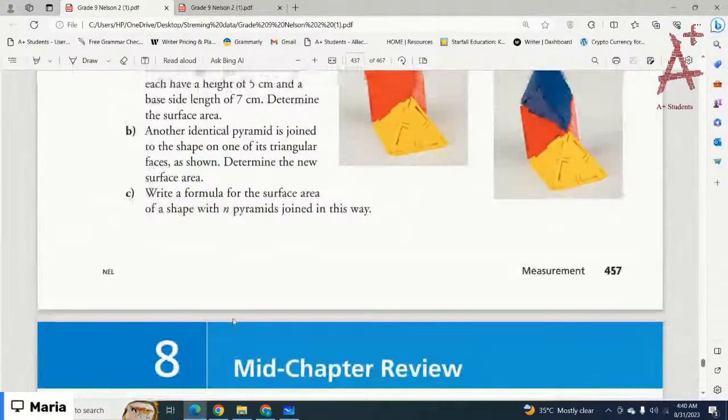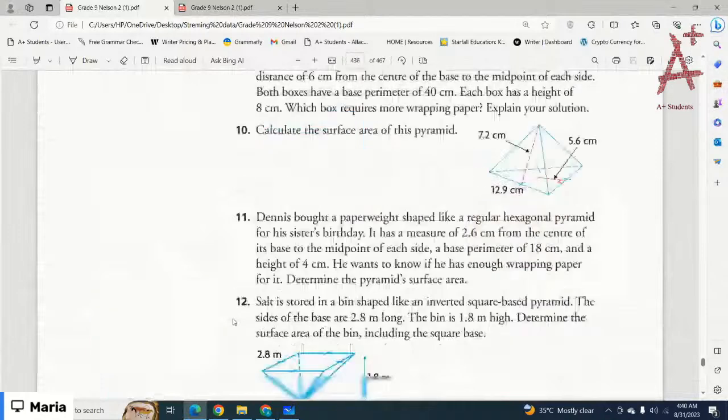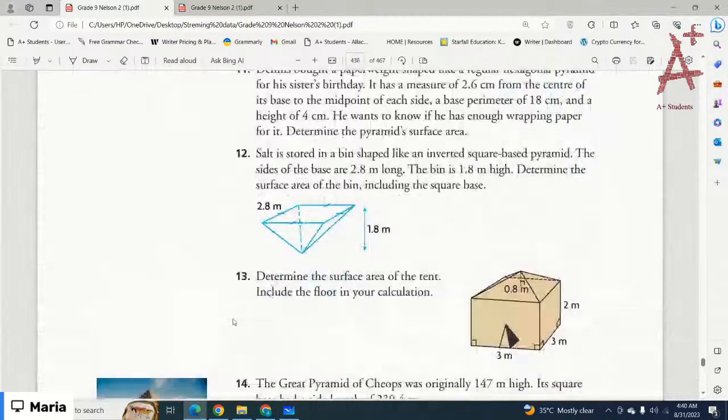Okay, let's just start with question number 12. Salt is stored in a bin shaped like an inverted square based pyramid. The sides of the base are 2.8 meter long. The bin is 1.8 meter high. Determine the surface area of the bin including the square base.